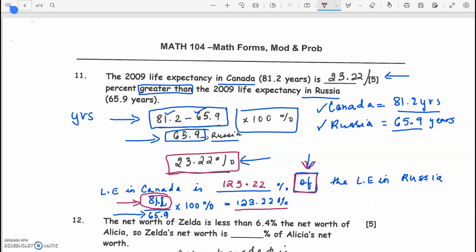So let's read this statement. It says life expectancy in Canada is 123.22% of the life expectancy in Russia. So it is not only 100% but more. And how much is it greater by? It's 23.22%. So therefore it is 123.22% of. So this number is greater than 100% since the life expectancy in Canada is greater than the life expectancy in Russia.